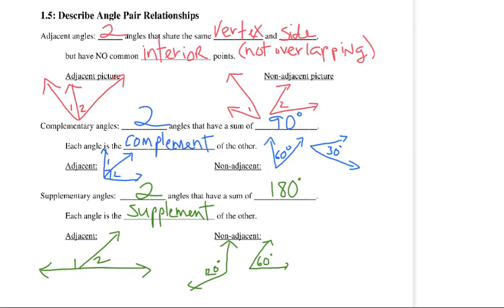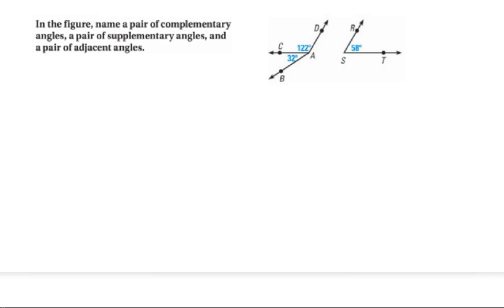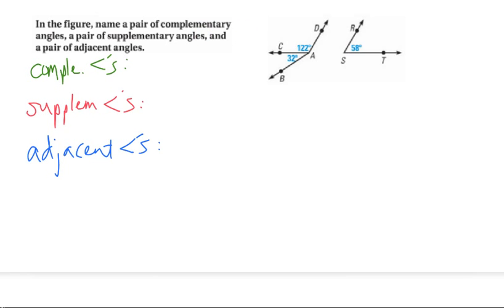All right, in this question, we're going to go through and name one pair of complementary angles, a pair of supplementary angles, and a pair of adjacent angles. So you really have to look at what the degrees are for the different angles, because the degrees are going to tell you which of those pairs we have. So adjacent angles don't need to add up to any certain number for the degrees, but supplementary and complementary do.